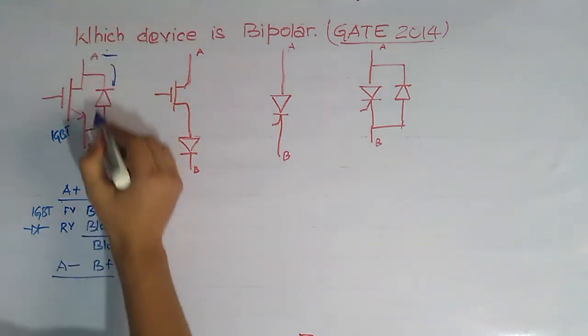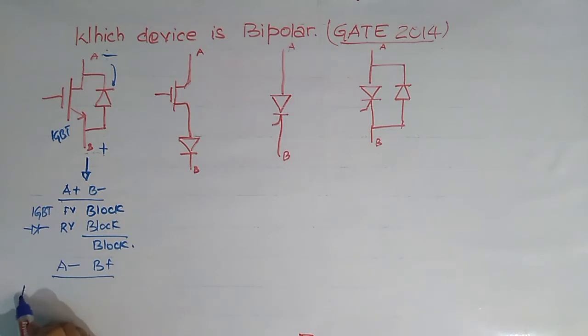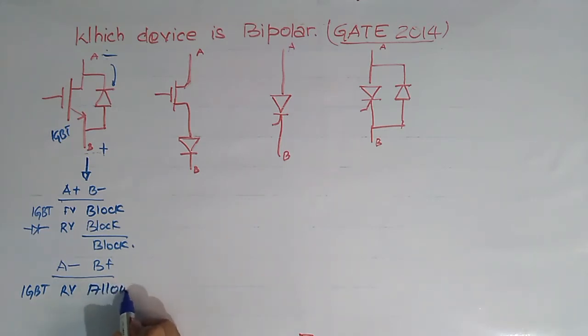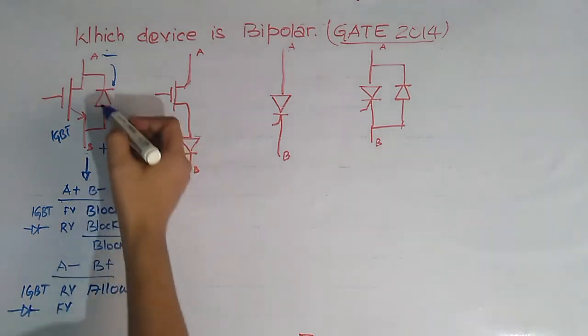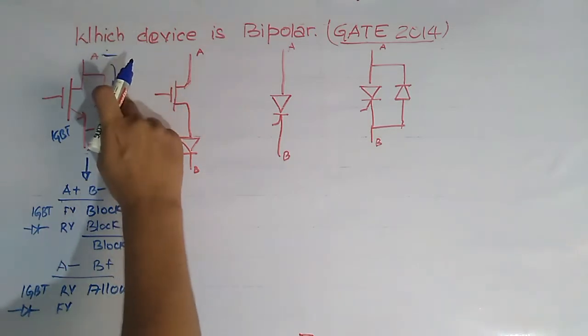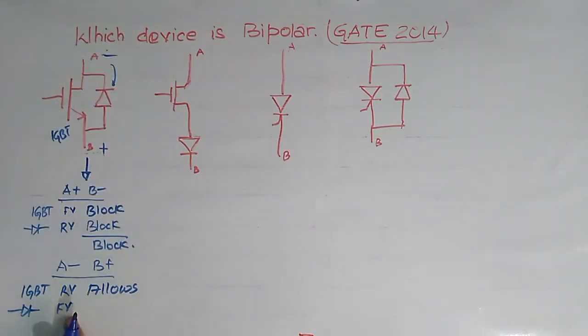And suppose A is negative and B is positive. This is negative and this is positive. In that case it will act as reverse voltage for this IGBT, and IGBT allows the reverse voltage, and for diode it will act as forward voltage. Okay, this negative reaches the cathode, so it will act as forward voltage for diode, and diode allows the forward voltage. So overall this device will allow this polarity of voltage and block this polarity of voltage. So it is not bipolar.